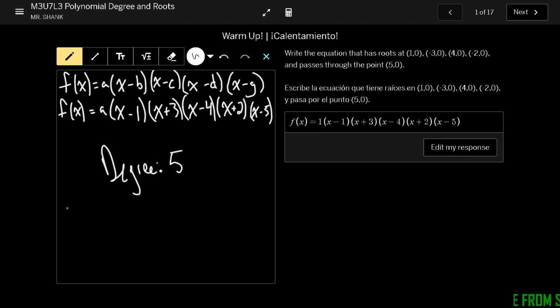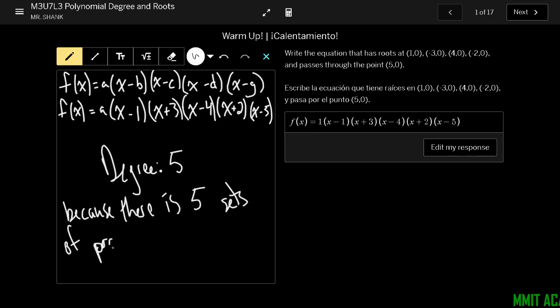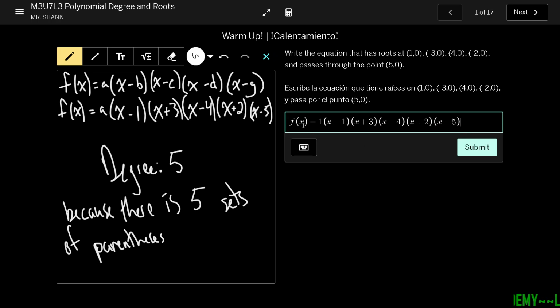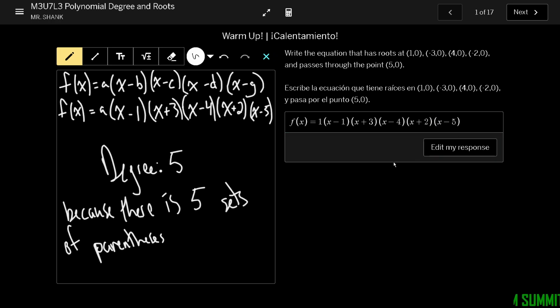5, because there are 5 sets of parentheses. I'm saying I have 5 sets of parentheses on this right side of this equation, because if my function f of x is on the left, then in terms of x on that right side is my equation. So I can have 5 sets of parentheses. I don't have any exponents, and so I just say the degree is 5.